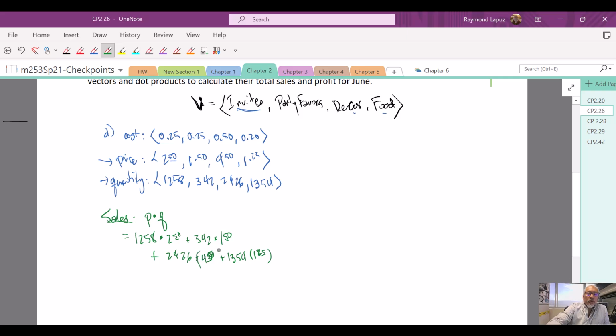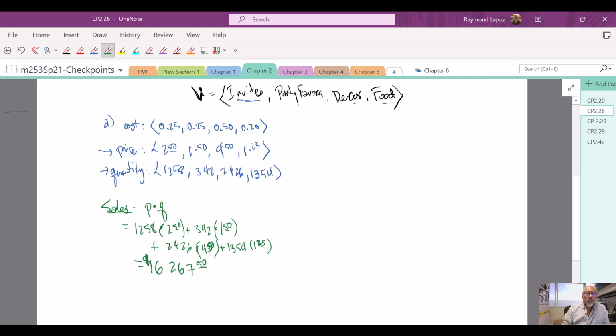All right, so this multiplication that's happening can be treated as this dot product like a vector. I think put together, this is going to be calculated to be 16,267 and then 50 cents. So that's your total sales.